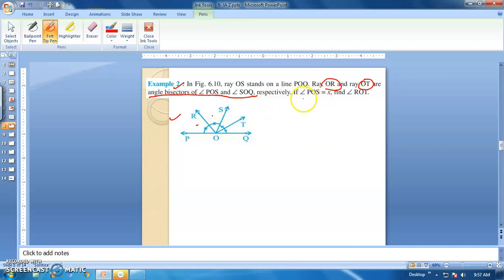One more thing is given here: angle POS equals X. We are asked to find ROT, that is, this angle only. What is given? POQ is a straight line, and OR, OS, OT are three rays at the point O. OR divides POS into two equal angles, and similarly OT divides SOQ into two equal angles. Also POS equals X. We are going to find angle ROT. Now listen here.